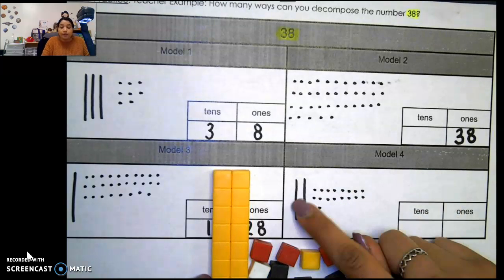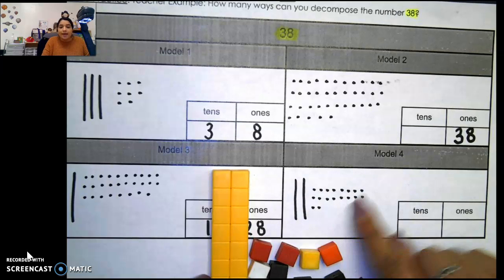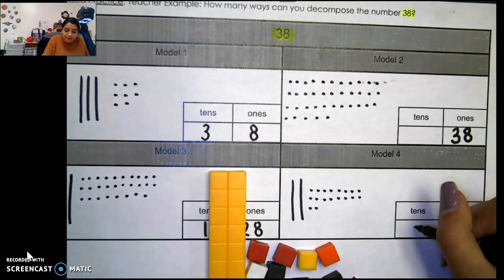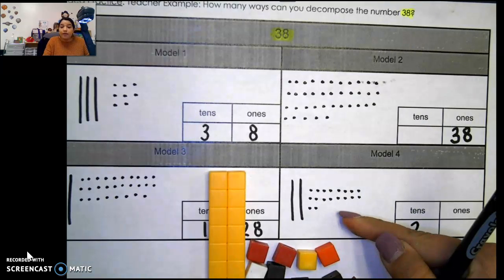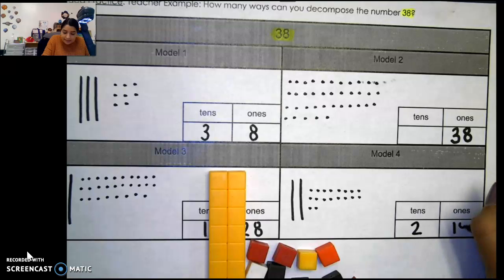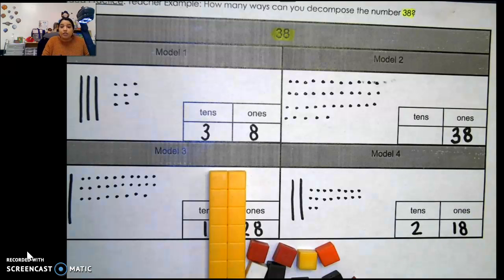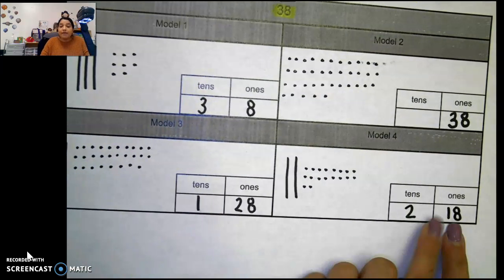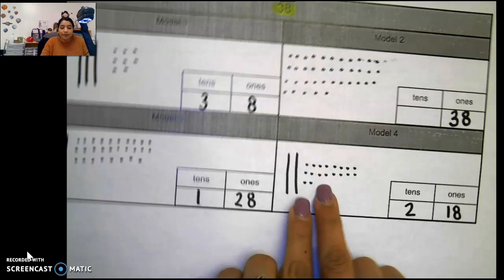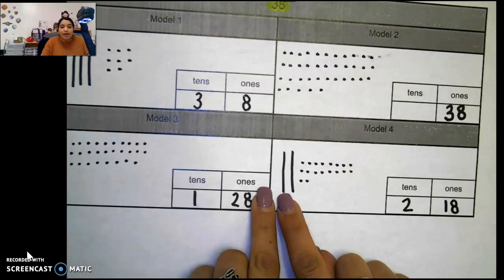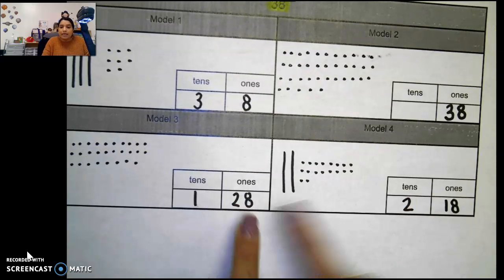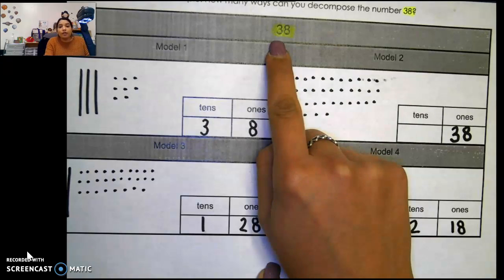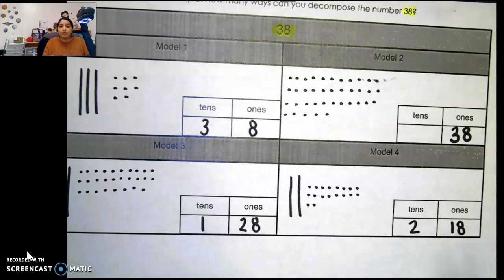So I went ahead and drew my two 10 longs and then 18 ones. So I have two tens, and how many ones? 18. So again, it looks a little different. But if we have 18 ones and we added two tens, so we added 20, so 20 plus 18 still gives us 38. How did I get the number 20?